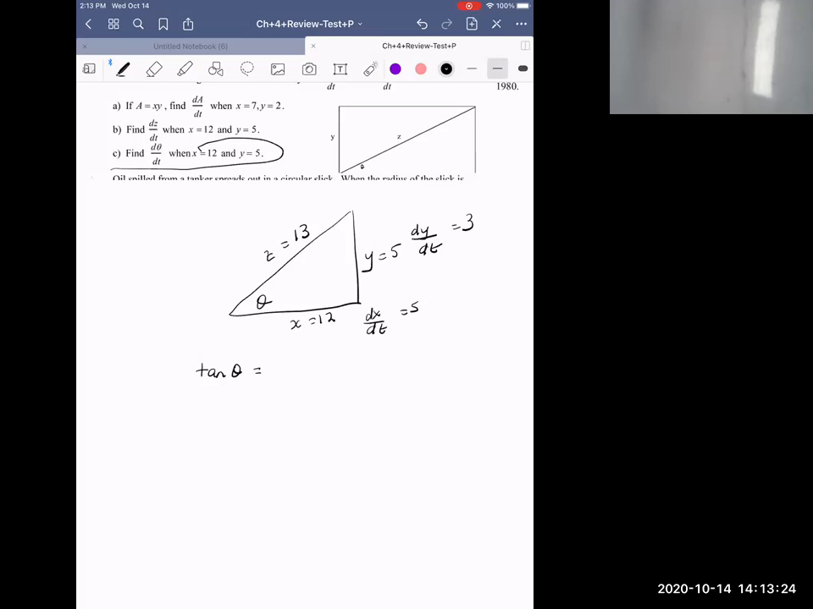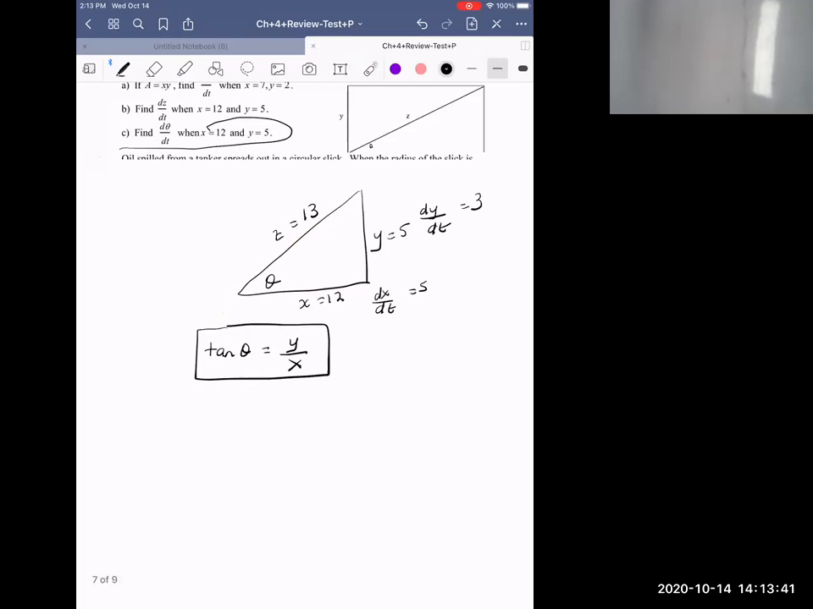Everything is moving in this picture. The x is moving, the y is moving, and of course the hypotenuse is moving. So everything is in motion. And so what I know is that the tangent of theta is equal to y over x. You see, I need this function. All right, and so let's take the derivative. On the left, we're going to have secant squared theta, d theta/dt.